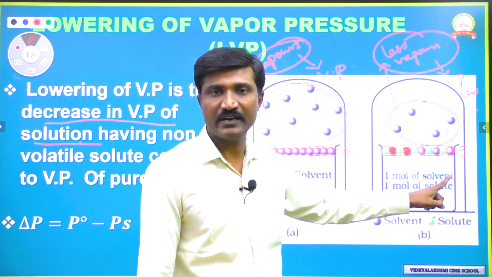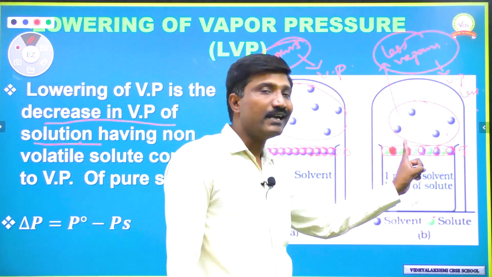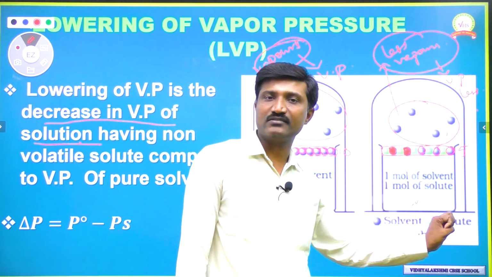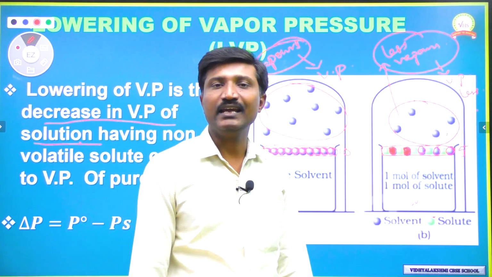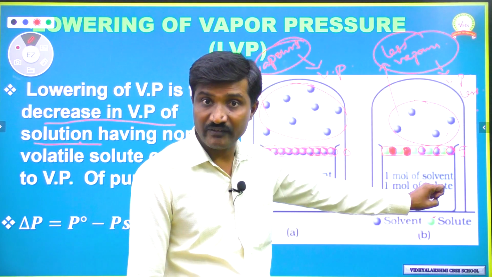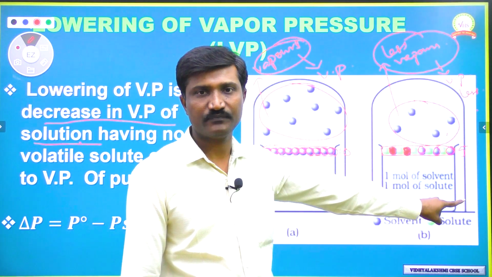Since this vapor pressure depends on the number of solute particles in the solution, we say that vapor pressure is a colligative property for that liquid in the solution state.